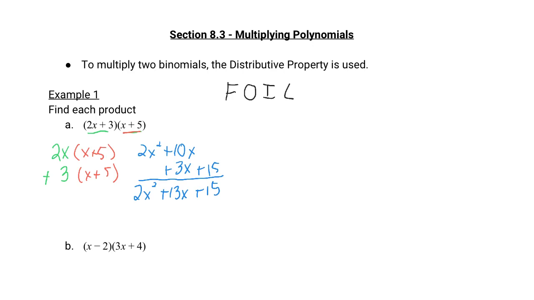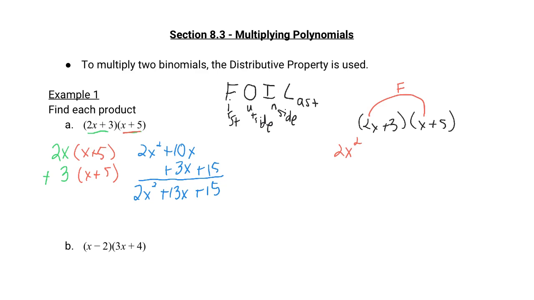We're going to talk about it down below, but I'm going to mention it here and show you how it works. FOIL stands for first, outside, inside, last. So first, I'm going to rewrite our polynomial multiplication here. First is going to be first term times first term. That's the F part. So that's 2x times x is 2x squared.